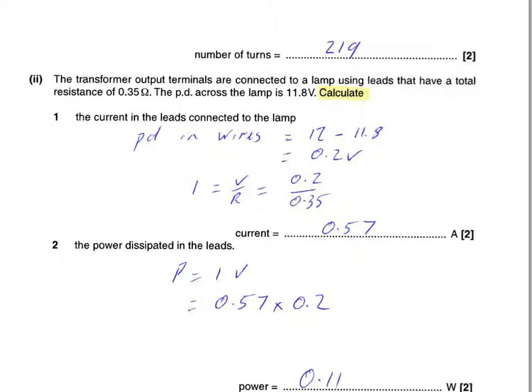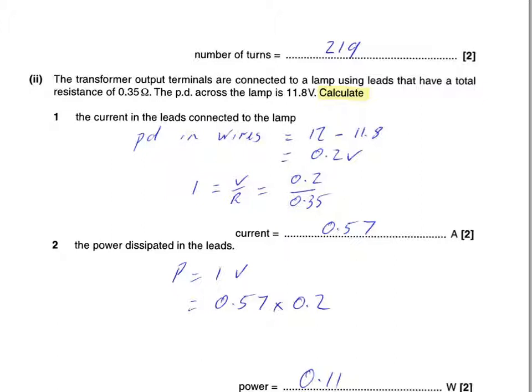And we've got here that we know the PD in the wires. We've got to be careful here. We've got 12 volts EMF from the secondary, and the PD across the lamp is 11.8 volts. So the PD in the wires is 0.2 volts. Then it's a simple V equals IR, rearranged I equals V upon R. 0.2 volts divided by that known resistance gives me that current.